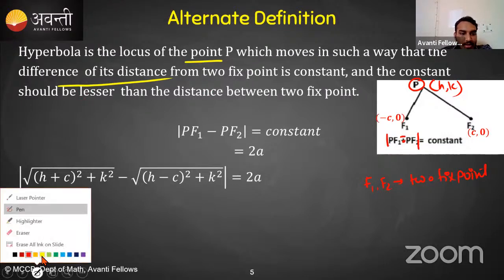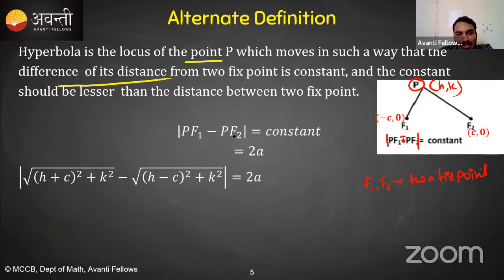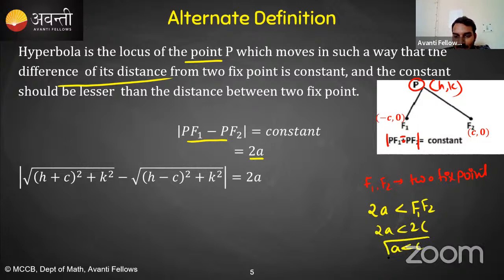Let's say the two fixed points are F1 and F2. So the difference of its distances is the mod of PF1 minus PF2. This difference should be constant. Let's suppose this constant is equal to 2a. So in hyperbola, the constant that we get should be lesser than the distance between the two fixed points. Meaning this constant should be lesser than 2c. So it means a should be lesser than c.